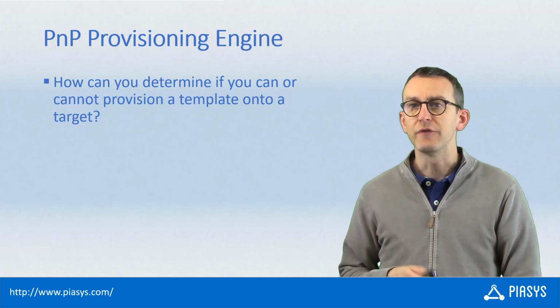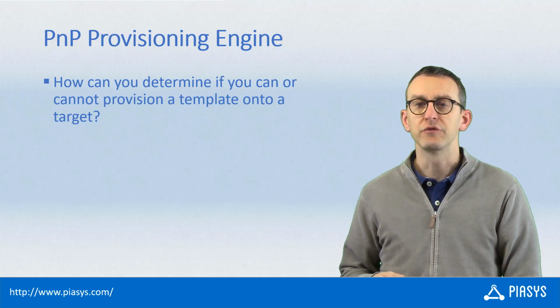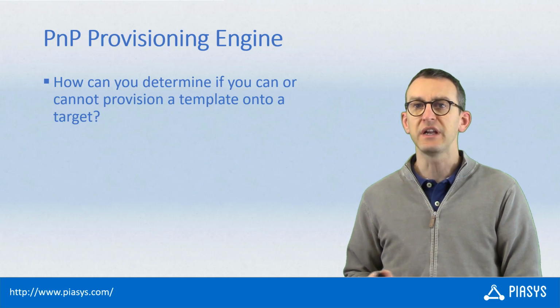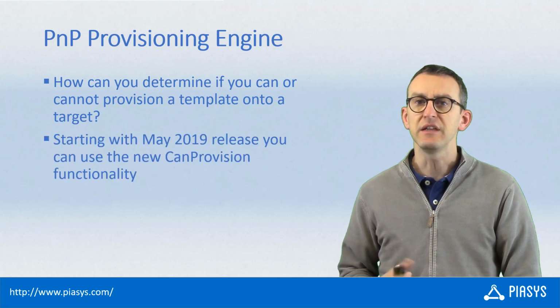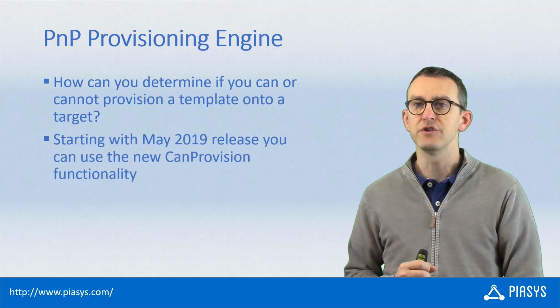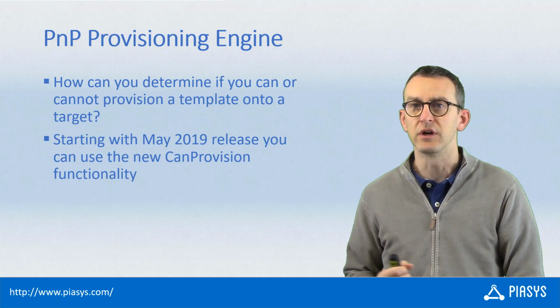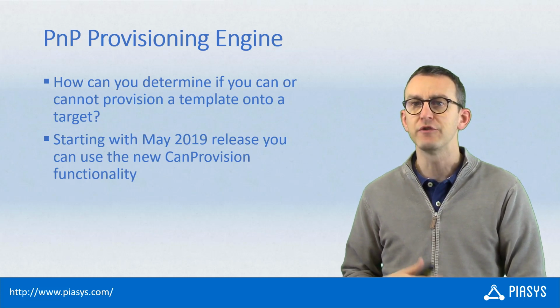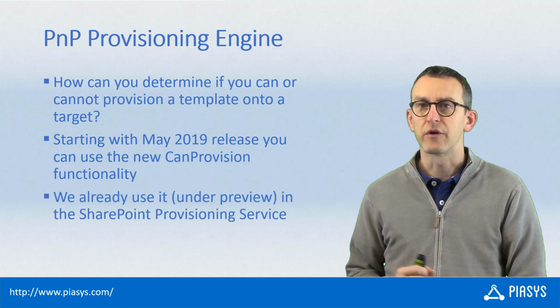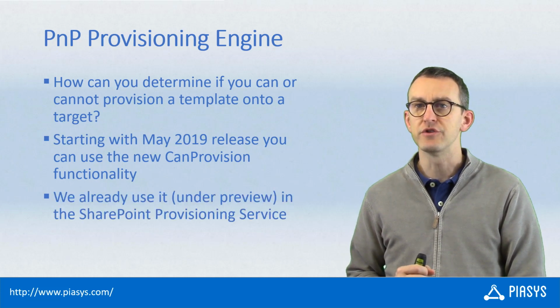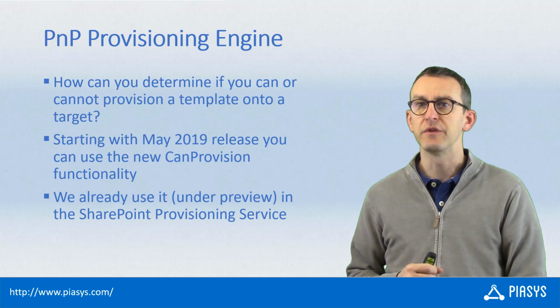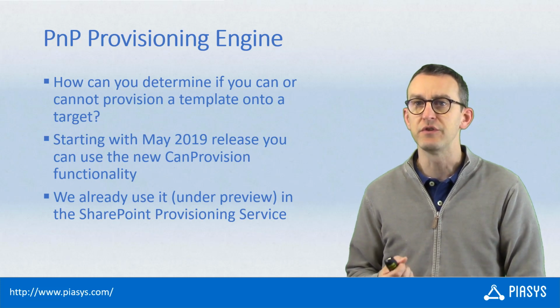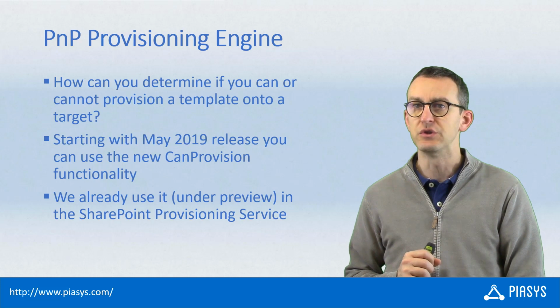Right now, you have to do all of these checks manually, or you have to do all the configuration of the prerequirements by yourself. Starting from the May 2019 release of the Provisioning Engine and of PnP Site Core, we are going to introduce a CanProvision functionality which will do all of the checks for you. And we are already using it in the SharePoint provisioning service, which is still under preview right now, and where you can see the preview of this CanProvision functionality too.